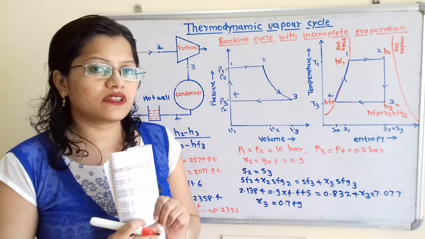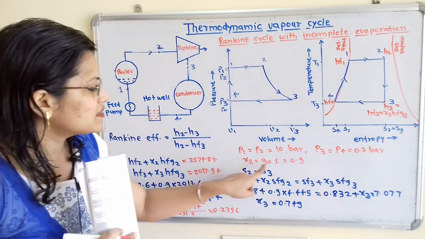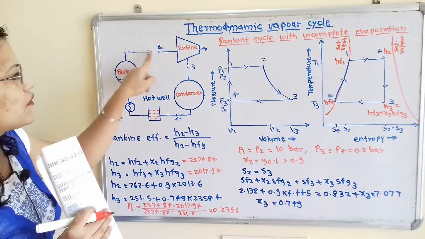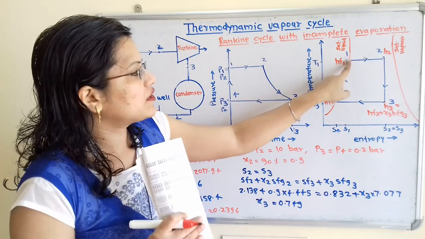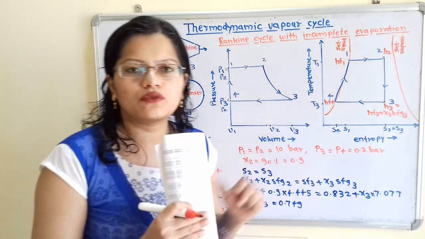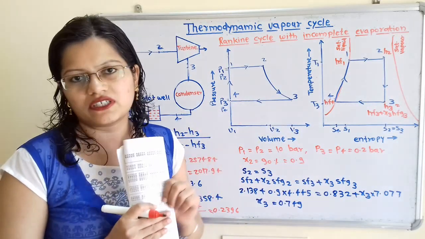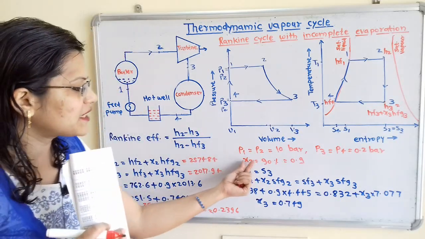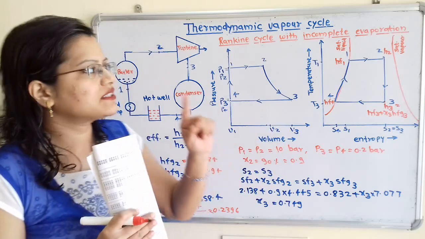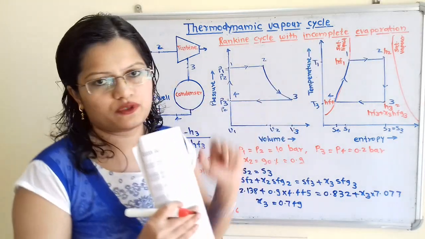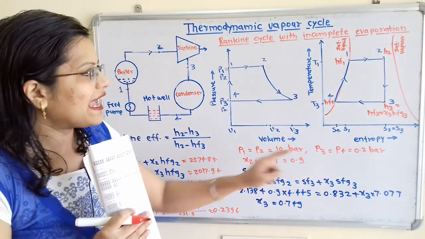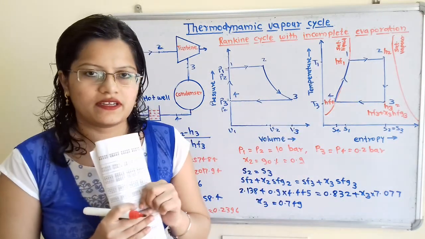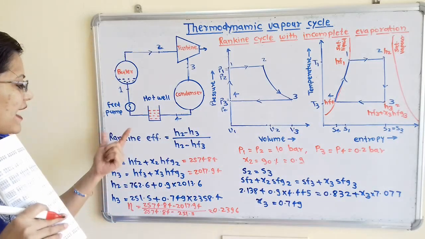Now if we observe the given data, there is incomplete evaporation, because during the process 1 to 2, saturated water is not getting converted into saturated vapor, that is dry and saturated steam. So here the dryness fraction is given, which means this is the case of incomplete evaporation. And X2 is also given, that is equal to 0.9. Now we have to find out the Rankine efficiency.